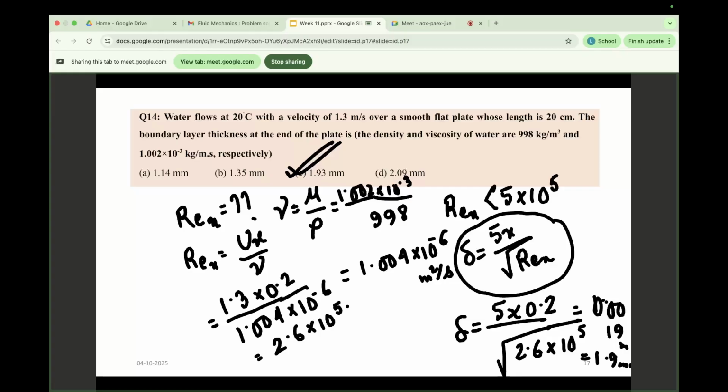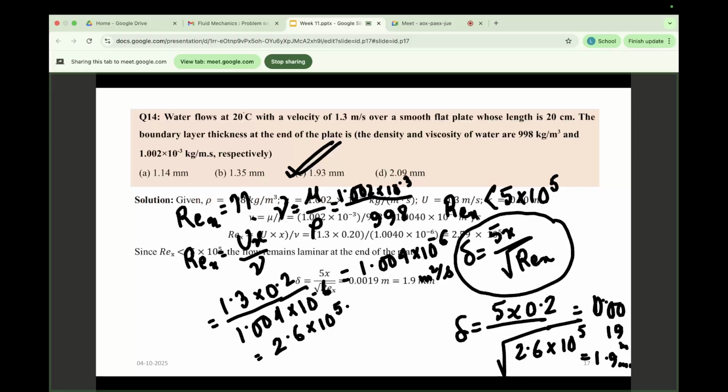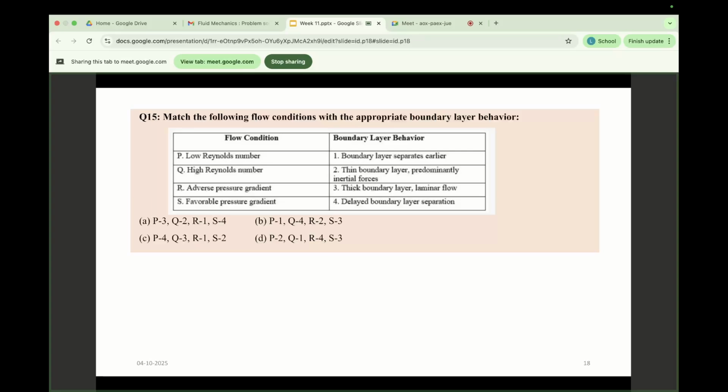This type of tricky question may come in the exam. So please go through certain types of questions. The fundamental concept is the same. First you need to find out the Reynolds number to check whether it comes under the laminar boundary condition, not laminar flow. Remember this thing, laminar boundary condition. If it comes under this laminar boundary condition, then you have to apply this boundary layer thickness condition for this laminar boundary flow. Okay.